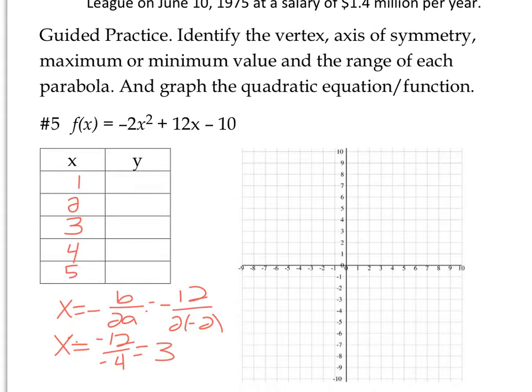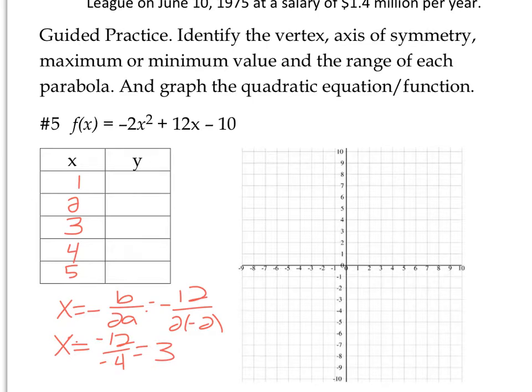Okay, so again, we're going to do -2x squared plus 12x minus 10. And we do that. Again, we look down here. First start here. Negative b over 2a. So negative 12 over 2 times negative 2. Negative 12 over negative 4, that's an x value of 3.